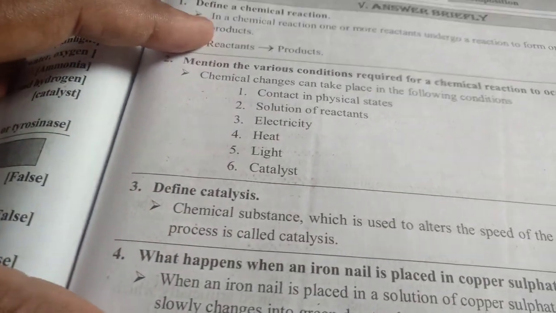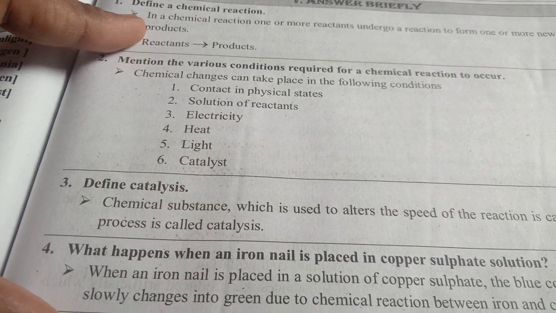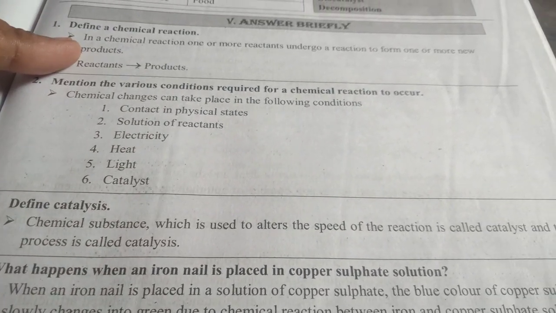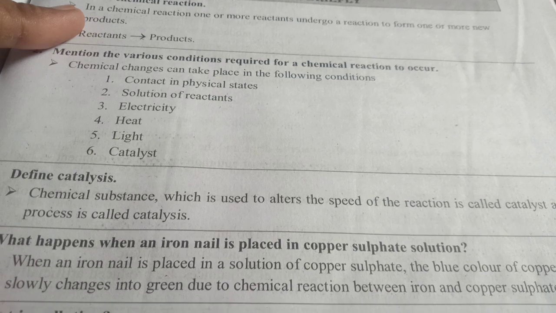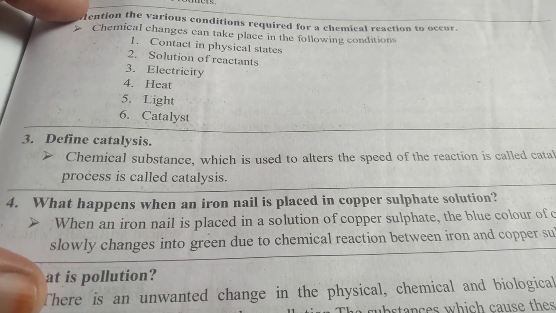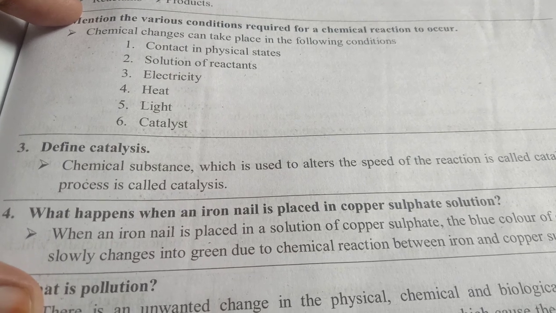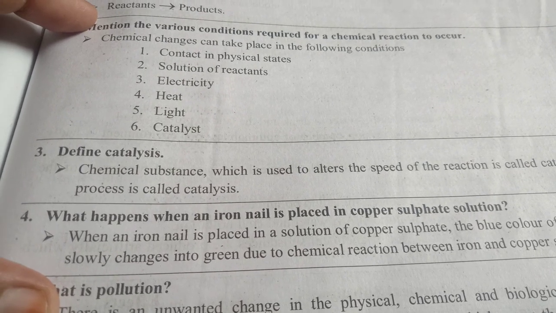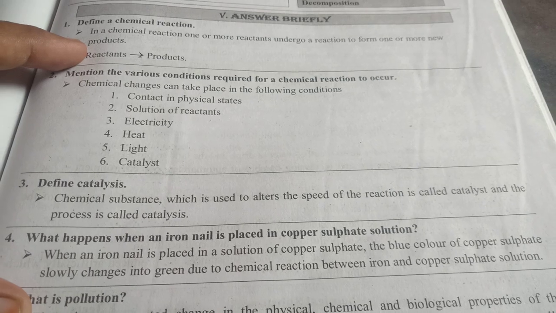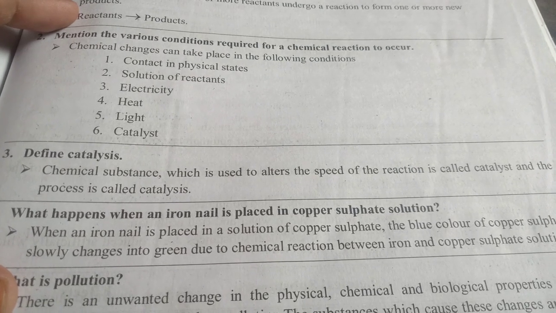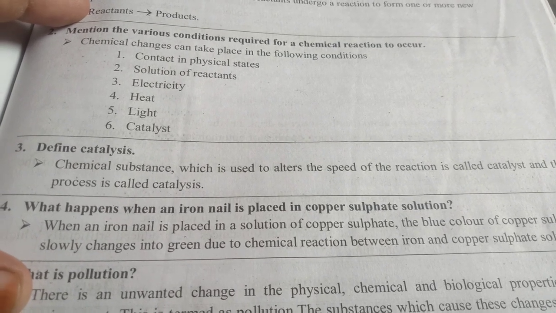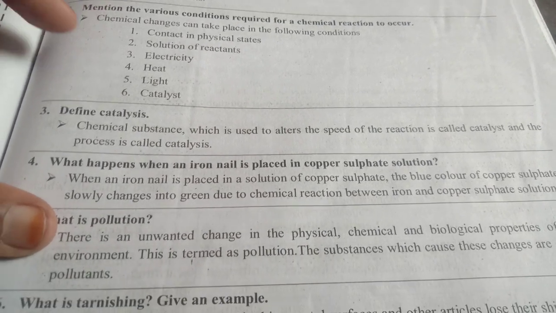Define catalyst. A chemical substance which is used to alter the speed of a reaction is called a catalyst and the process is called catalysis. What happens when an iron nail is placed in copper sulfate solution? When an iron nail is placed in a solution of copper sulfate, the blue color of copper sulfate slowly changes into green due to chemical reaction between iron and copper sulfate solution.